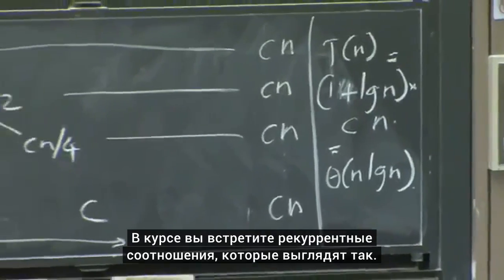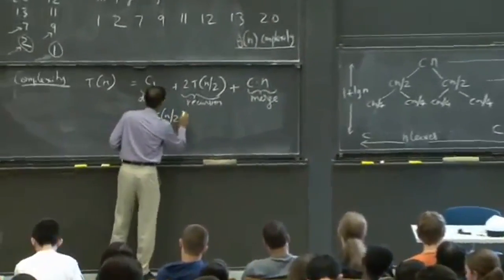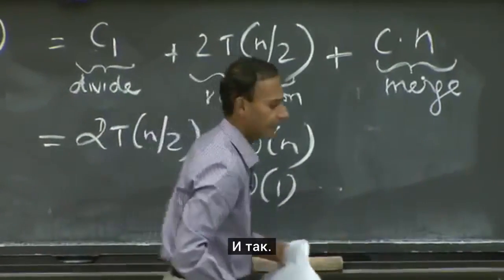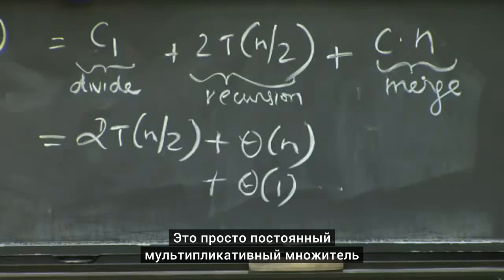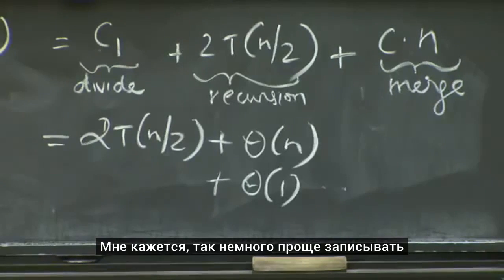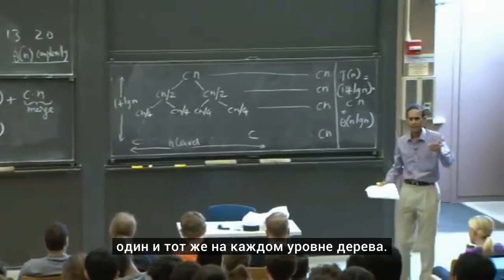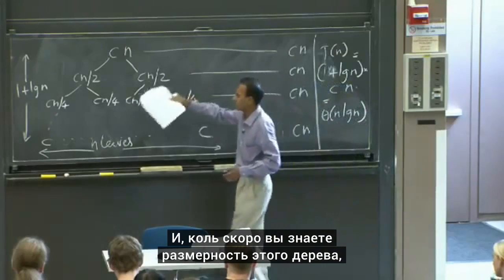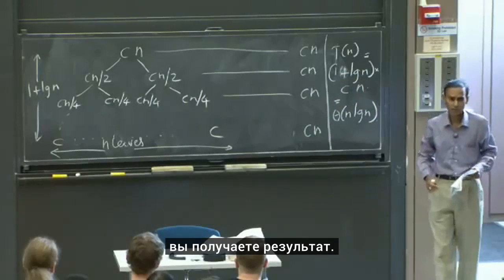You will see recurrences that look like this in class, and things like that. Don't get confused. It's just a constant multiplicative factor in front of the function that you have. And it's just a little easier, I think, to write down these constant factors and realize that the amount of work done is the same in each of the levels. And once you know the dimensions of this tree in terms of levels and in terms of the number of leaves, you get your result.